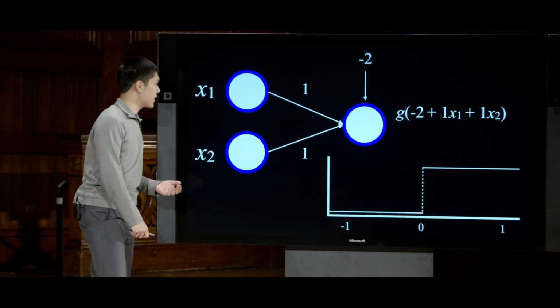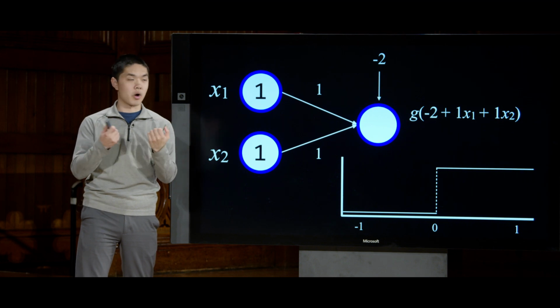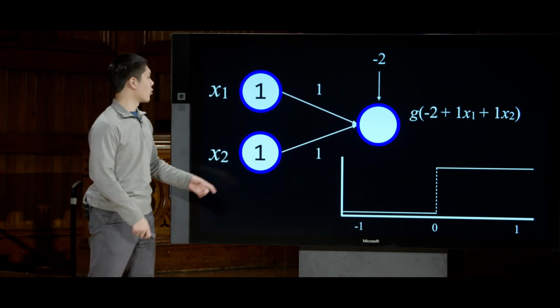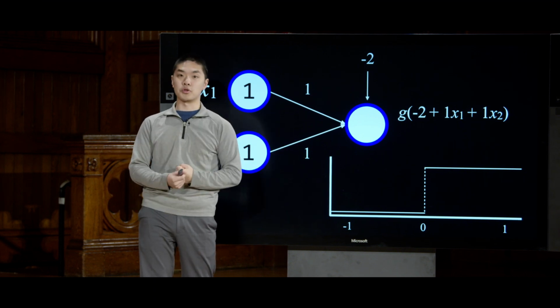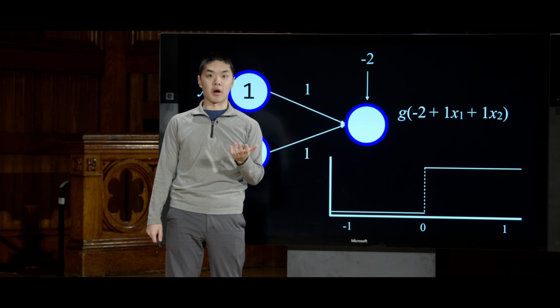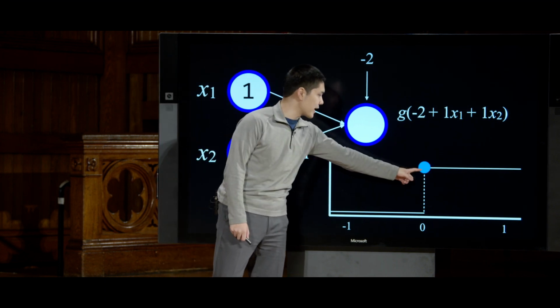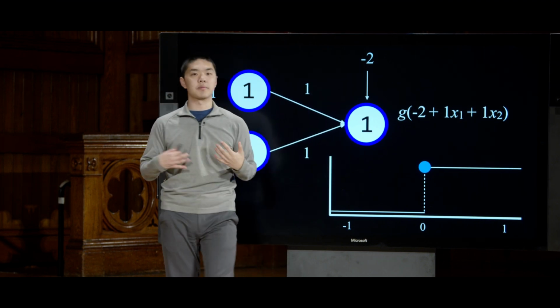What does that end up looking like? Well, if I had 1 and 1, that should be 1, because true and true is equal to true. Well, I take 1 times 1, that's 1. 1 times 1 is 1. I get a total sum of 2 so far. Now I add the bias of -2, and I get the value 0. And 0, when I plot it on the activation function, is just past that threshold. And so the output is going to be 1.